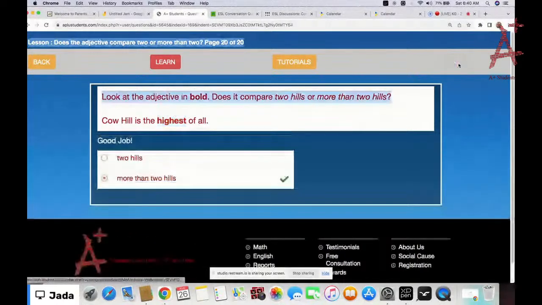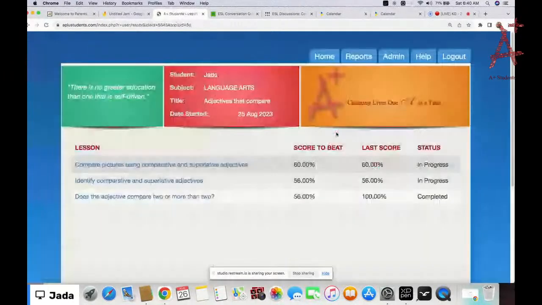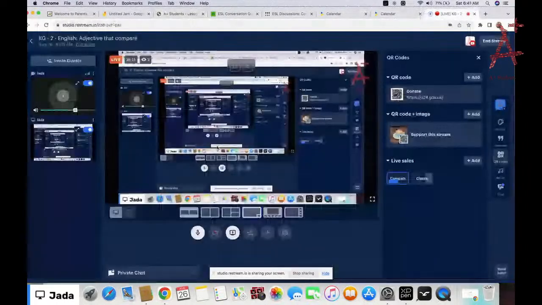So that's it, everyone. I hope that you understand the lesson for adjectives that compare. We finished that lesson right now, and I'm going to let you finish up your test. If you've not done this test before, finish up the test. After that, you go through with your final test, because you're going to see the final test once you are done with this lesson. So make sure that you finish the final test.